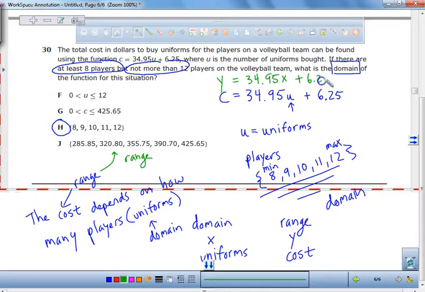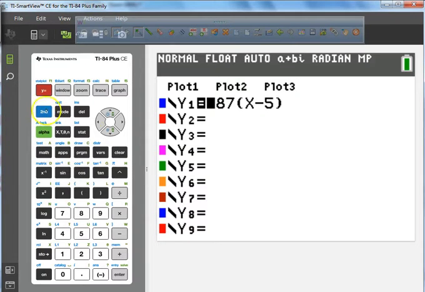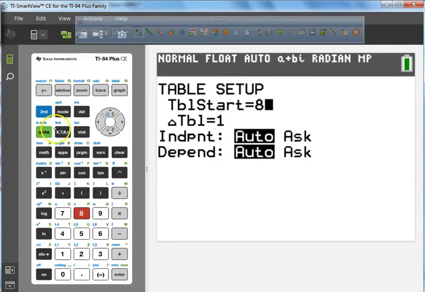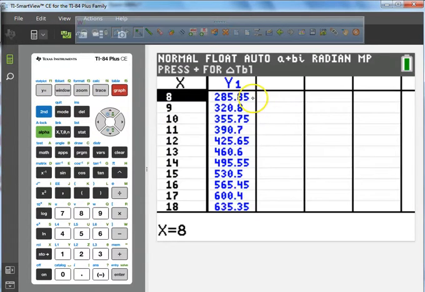This is the last thing we're going to do on this problem. So watch this. If I change this, put y equals 34.95x plus 6.25. Here we go. Now check it out. I hit second window. I'm going to start my table at 8. You see that right there? 285, then it goes to 320, all the way here. So all of these numbers are your domain, and these numbers are your range.